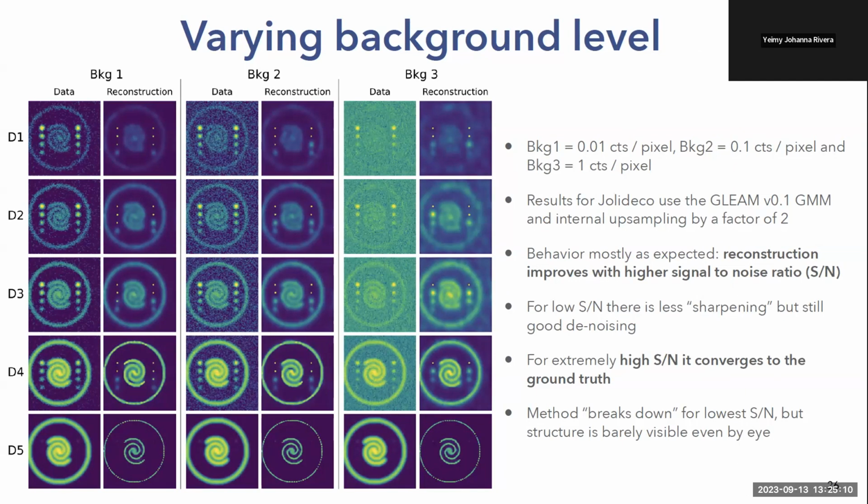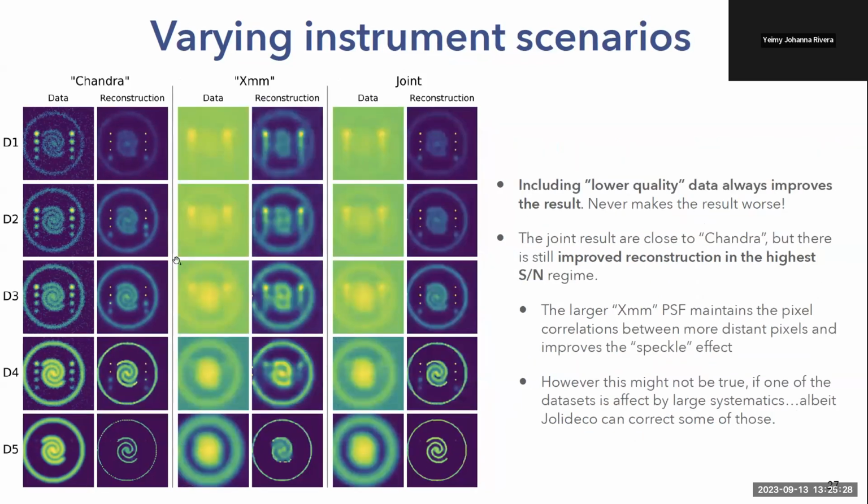The results that I show for Joly-Deco here again use this clean prior and an upsampling factor of 1. The behavior that we found is mostly expected: the reconstruction improves with higher signal-to-noise ratio. And this is what you can see here. So the signal-to-noise ratio improves from top to bottom, and it improves from right to left.